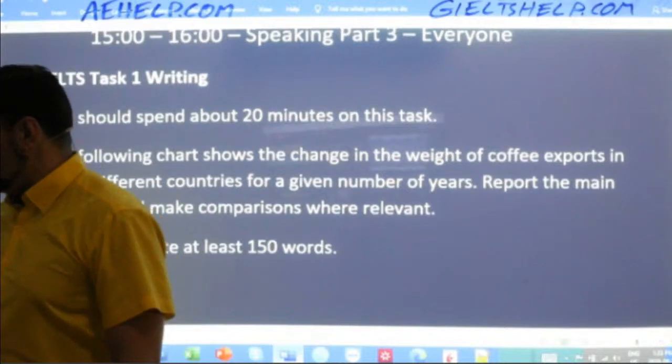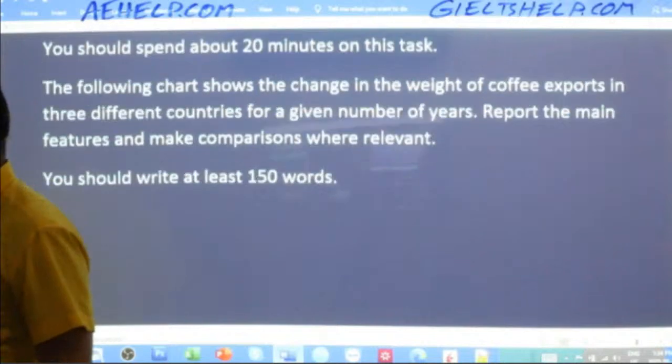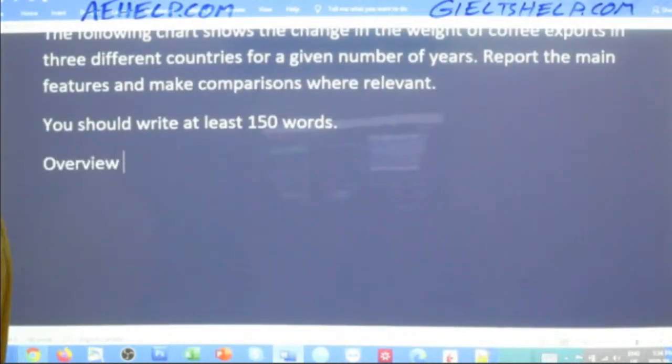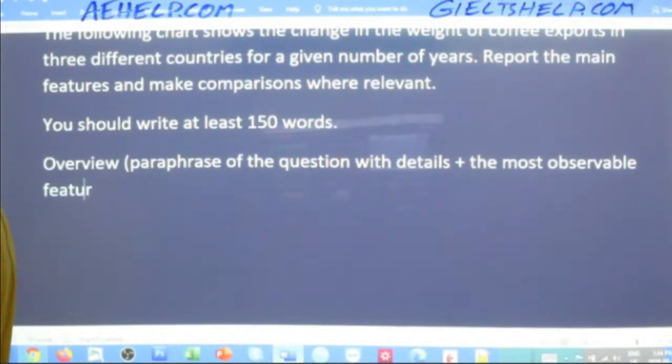So, of course, as many of you know, we want to write an overview for this. And the overview should have a paraphrase of the question with details, plus, of course, the most observable feature or features. Okay, depends what we will see.